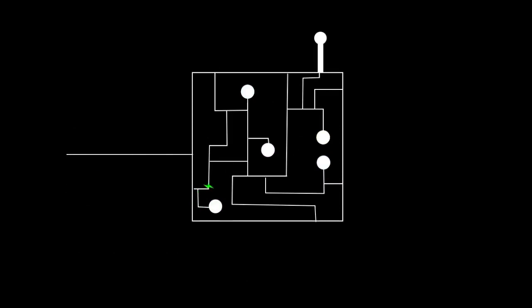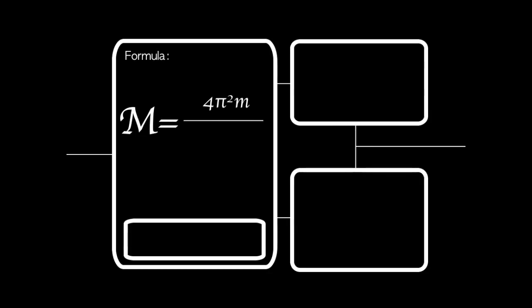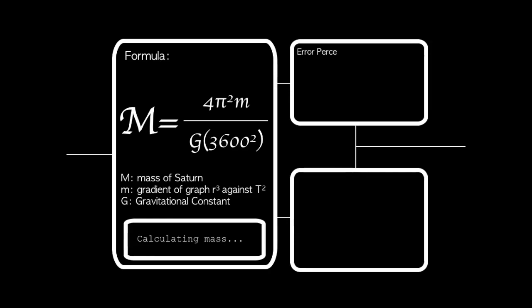Step 3. Calculation, results, and discussion. By putting the gradient through the equation, M equals 4 pi squared m over G times 3600 squared, where M is the mass of Saturn, the smaller m is the gradient of the graph, r cubed against t squared, and G is the gravitational constant, 6.67 times 10 to the power of negative 11.